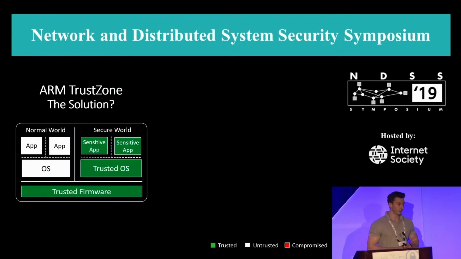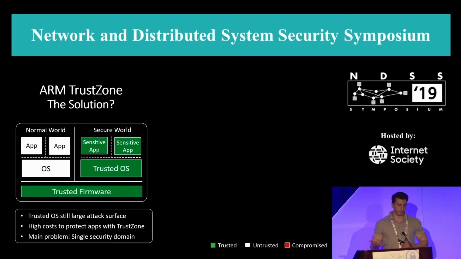Now, the big question is if TrustZone is really the solution we are looking for. TrustZone is used quite regularly on modern mobile devices, and the trusted OS contains a lot of functionality today. So what we are getting here is the same problem in the secure world that we already have in the normal world. If a sensitive app is able to exploit a vulnerability in a trusted OS, then again all the sensitive apps will be compromised.